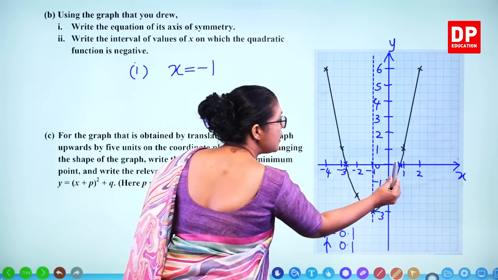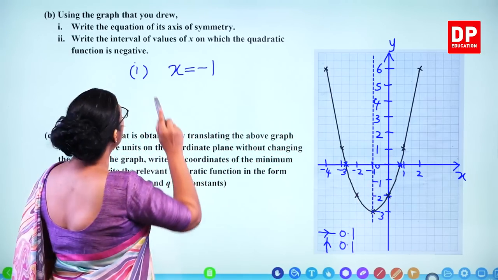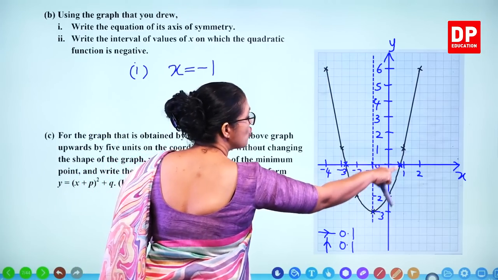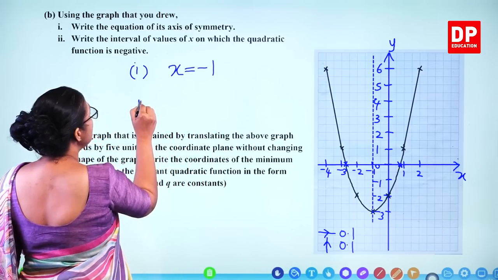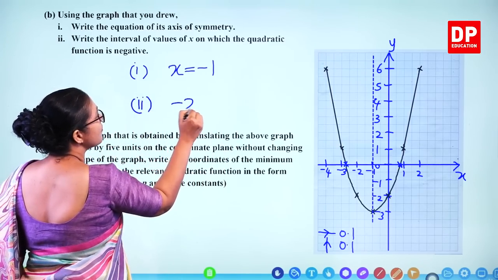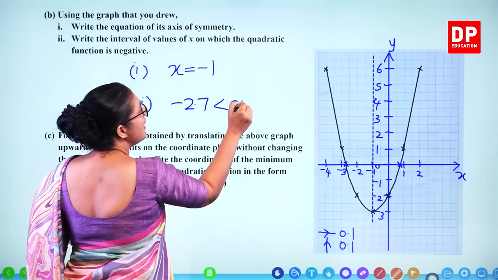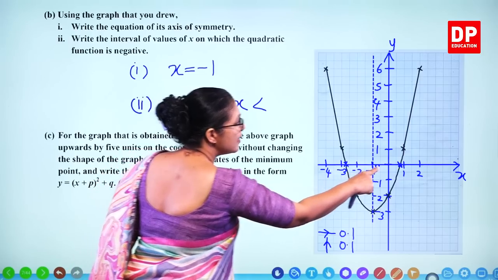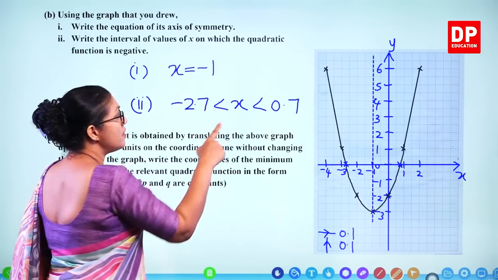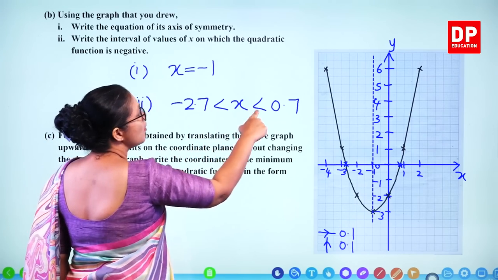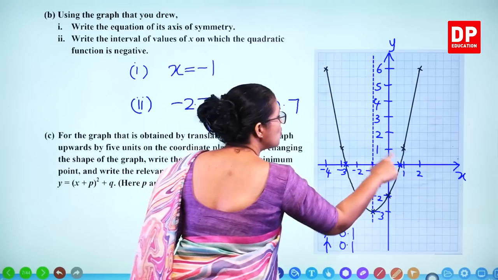So you have to read these 2 points to get the range. So what is this point? Minus 2.7 and what's the other value here? 0.7. So don't include equal sign. This is in between.